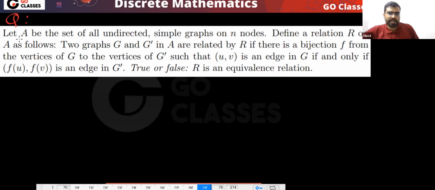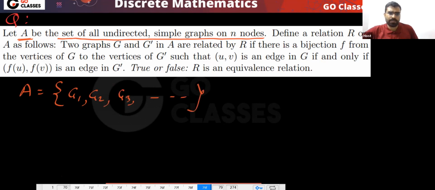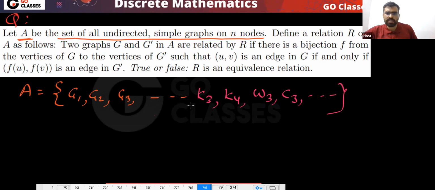So this is saying, let A be the set of all simple graphs on n vertices. So remember, in this A you have graphs. In this you have all the simple graphs. For example, you have K3, K4, W3, C3. Like this, you have all the graphs, for example Q4, sorry, Q2, and so on. So all the graphs you have.